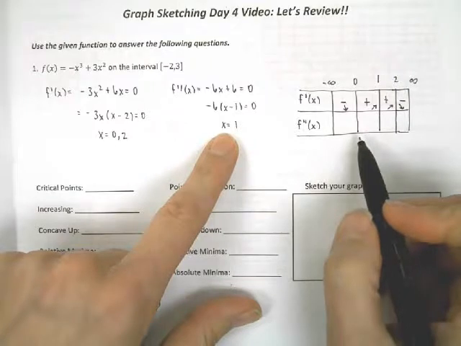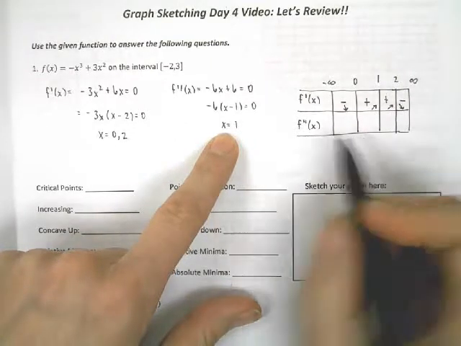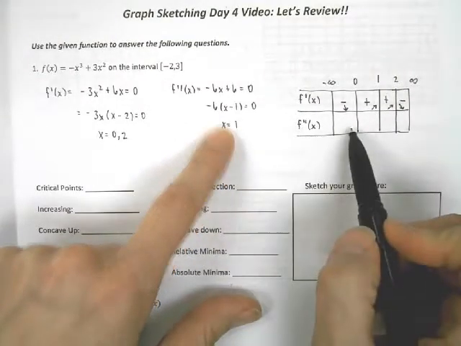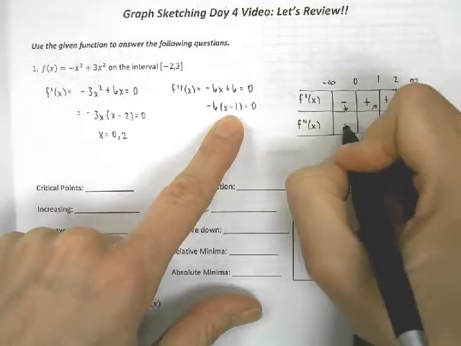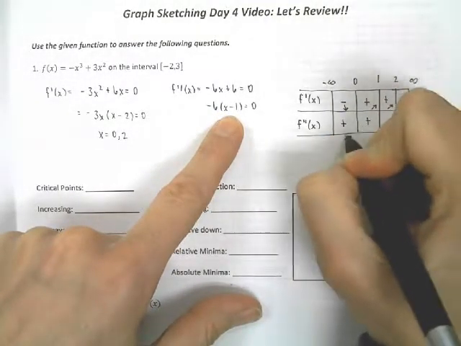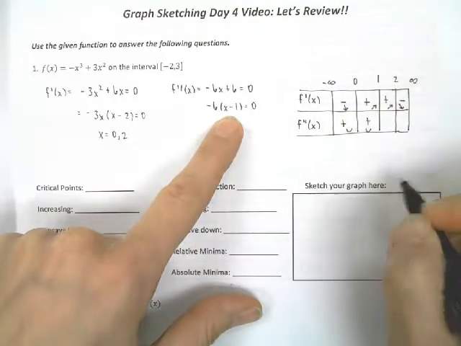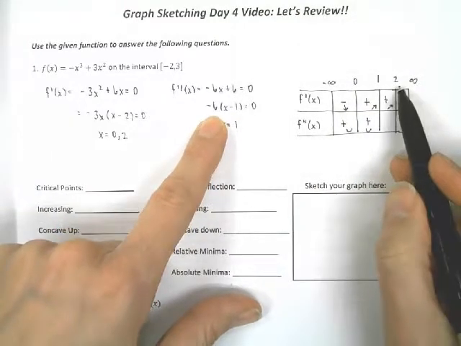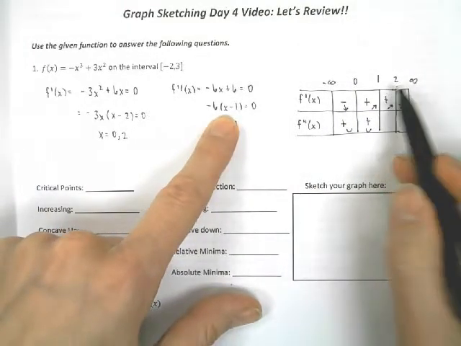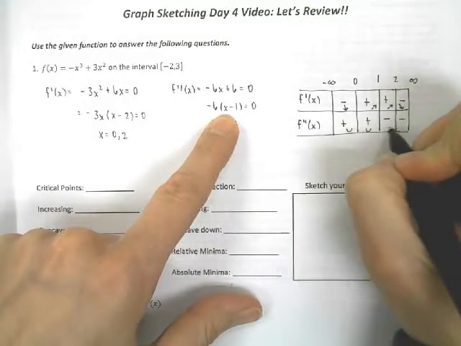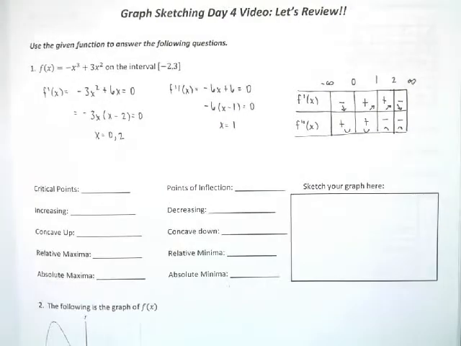For the second derivative, I just have to check on either side of 1. So if I put in a negative, that's going to give me a negative times a negative, which is a positive. So I'll be concave up. And then greater than 1 is going to be a negative times a positive, which is going to give me a negative. So I'll be concave down.